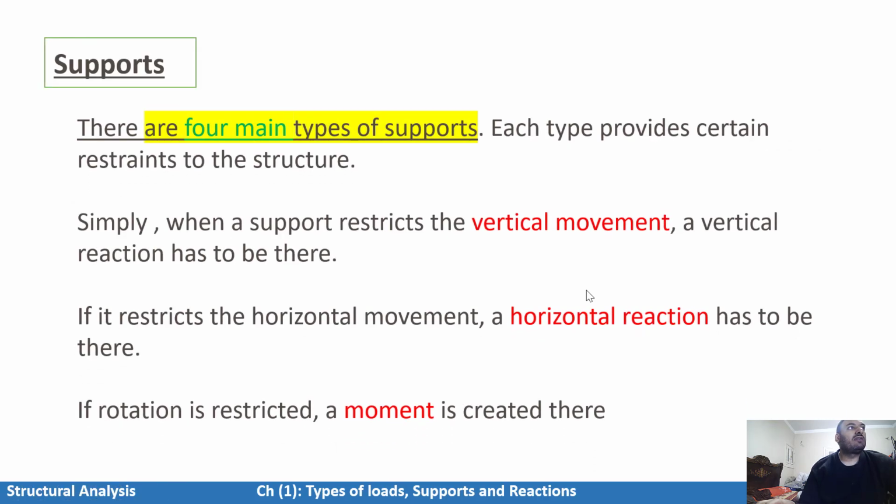So there are four main types of supports. Each type provides certain restraints to the structure. Simply, when a support restricts the vertical movement, a vertical reaction has to be there. If it restricts the horizontal movement, a horizontal reaction has to be there. If rotation is restricted, a moment is created. Okay?